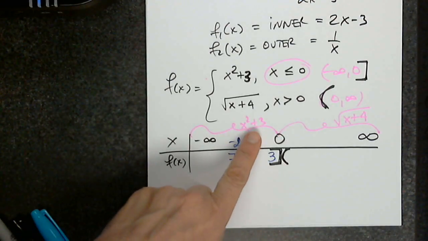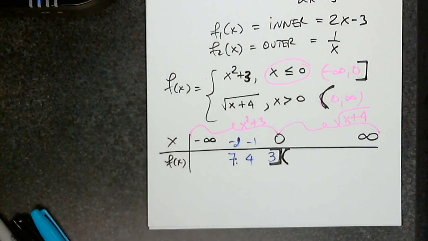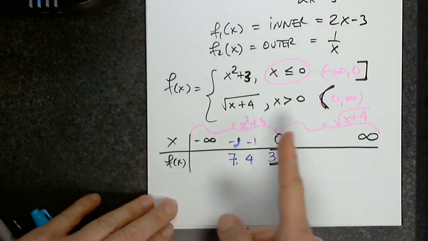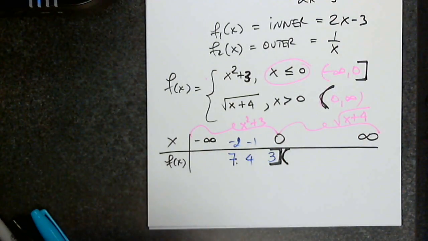What type of function is x squared plus 3? Quadratic, chapter 11. Does it open upward or downward? Upward. Yes, because the leading coefficient is positive, so it has a minimum. Perfect. On the other side, I plug in 0. The square root of 4 is 2.